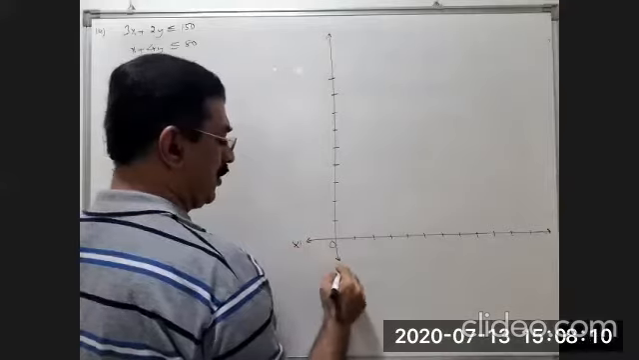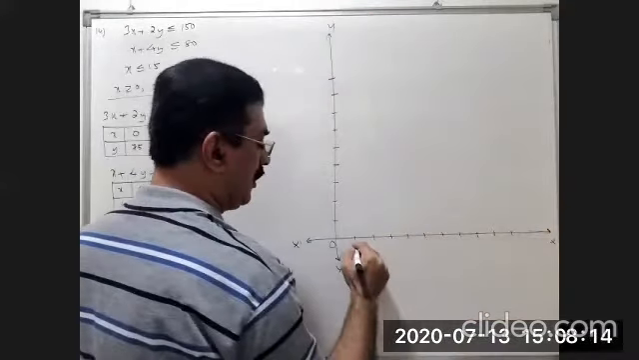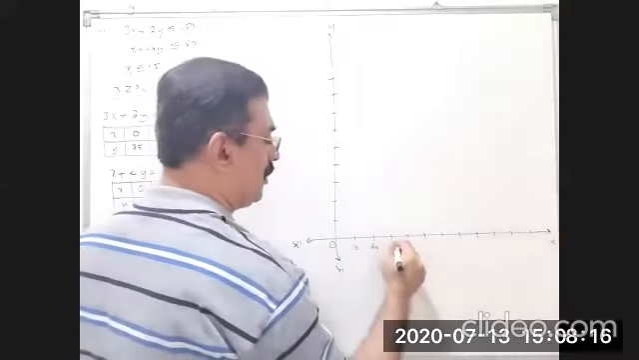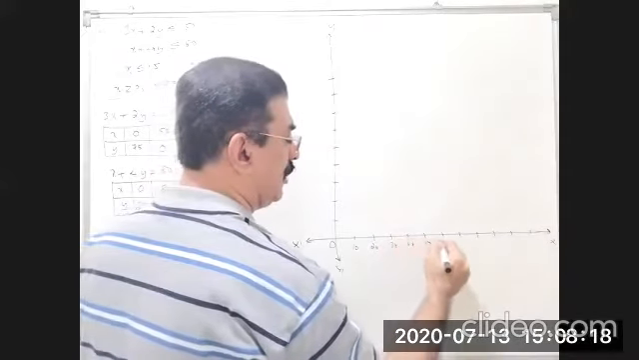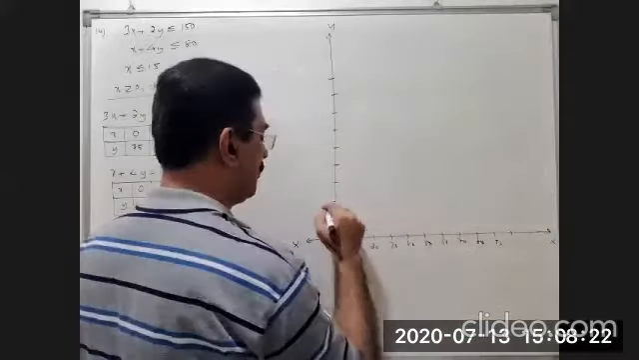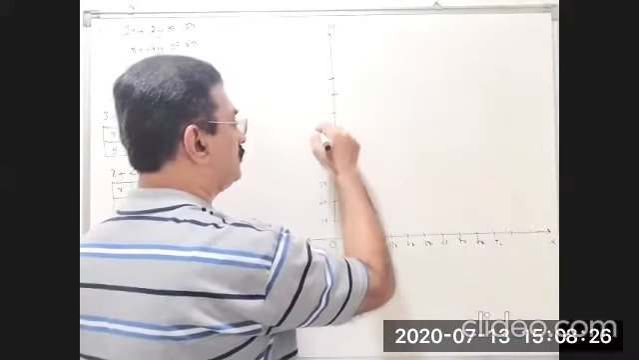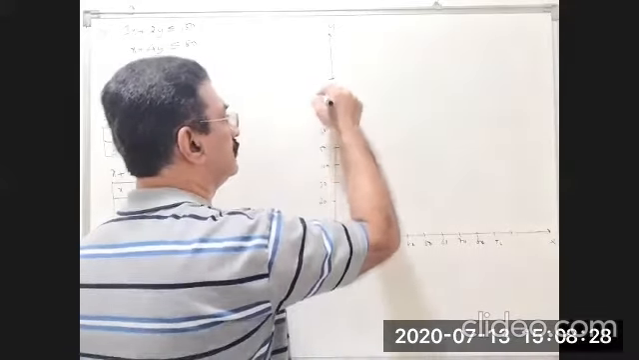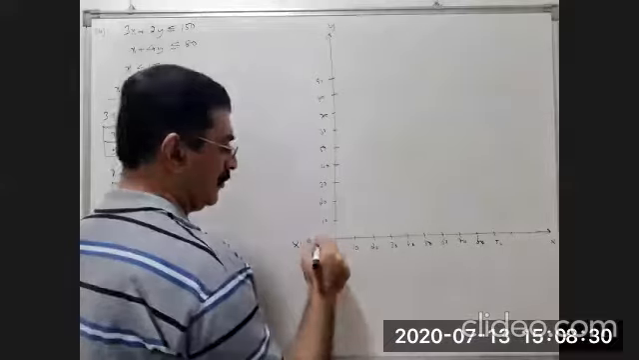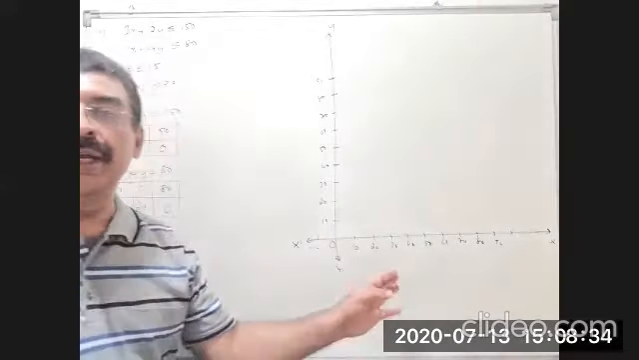X dash, y dash, y, x. I'm taking it as 10, 20, 30, 40, 50, 60, 70, 80, 90, 20, 30. See, I took only quadrant 1.